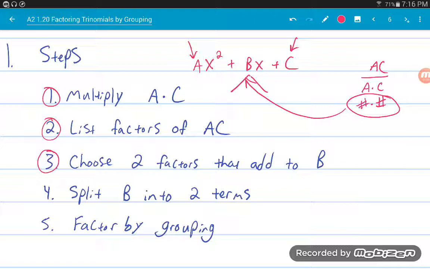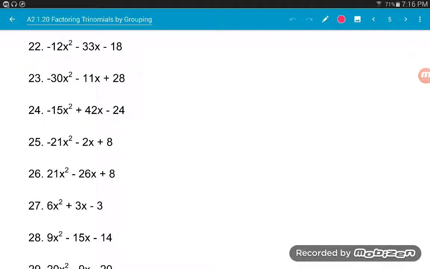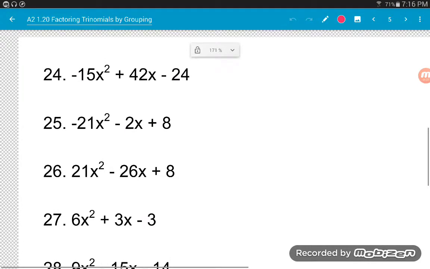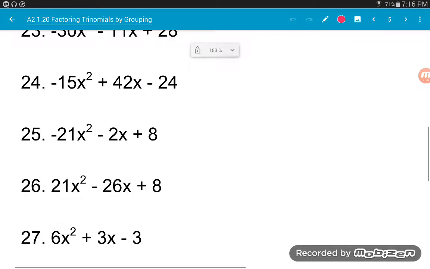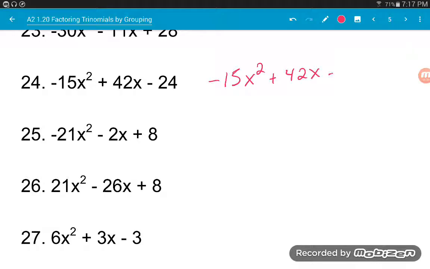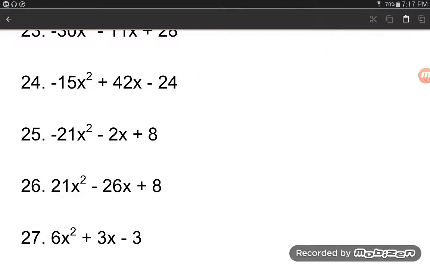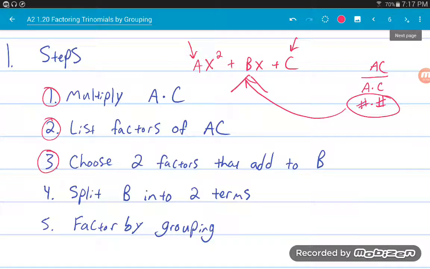So let me show you what that looks like with a more complicated example. I'm going to pick question number 24, because I want to show you what it looks like if it's hard to find the factors. So let me rewrite this question. Negative 15x squared plus 42x minus 24. I'm going to grab my select tool and pull it over to a blank page so I have some room to work.